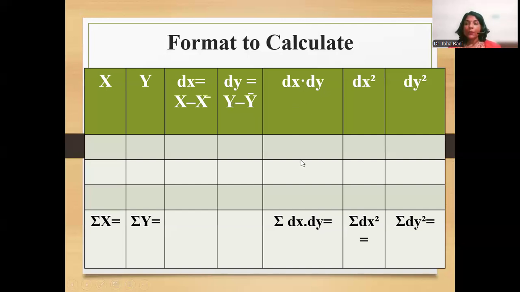After multiplying, we will add this value, meaning the summation of dx into dy. The next column is dx square. Next is dy square, so that you can calculate the value of r. So this is the format you have to make whenever we are calculating the Karl-Pearson's coefficient of correlation.